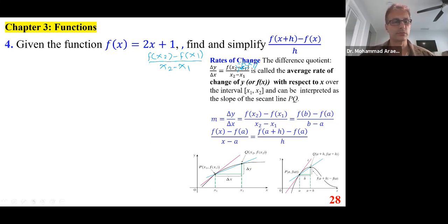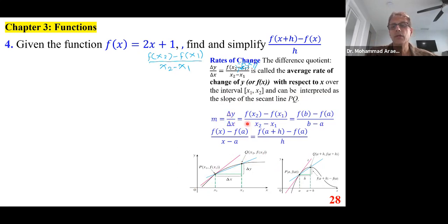And so it's called the average rate of change of y, or f of x with respect to x, over the interval of x sub 1 to x sub 2, and can be interpreted as the slope of a secant line PQ if you happen to have a curve and you connect 2 points. That's your secant line.